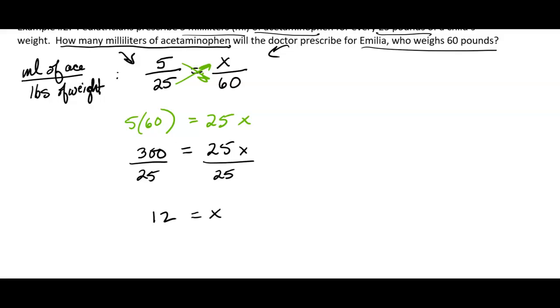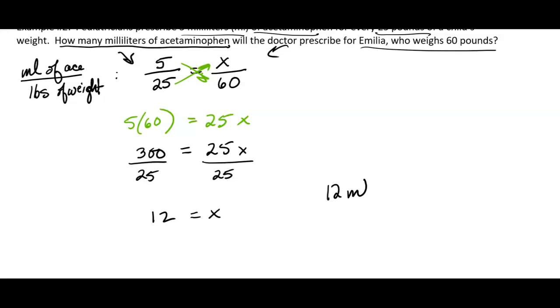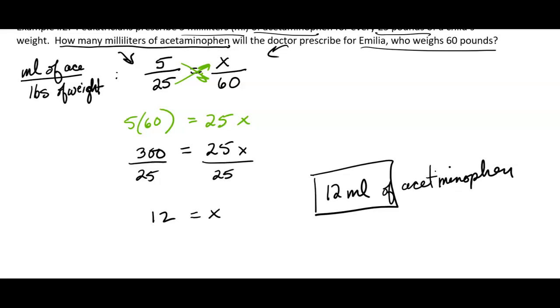I think 12. So now don't just leave your answer 12. What does that mean? It means we need 12 milliliters of acetaminophen. But at least put the units, okay? So you could put what you're prescribing. If you were doing this for a doctor or something, you would say, okay, prescribe Amelia 12 milliliters of acetaminophen. Okay, so that was that example.